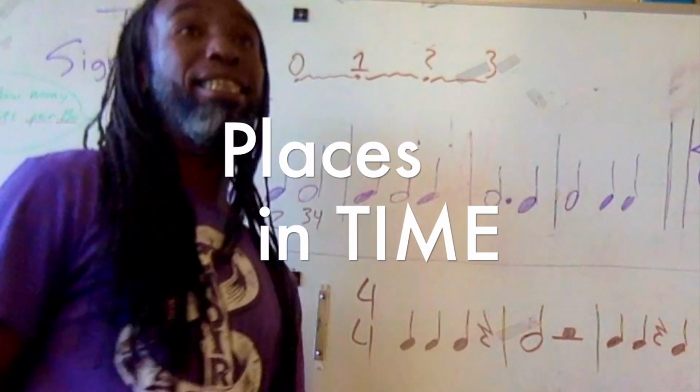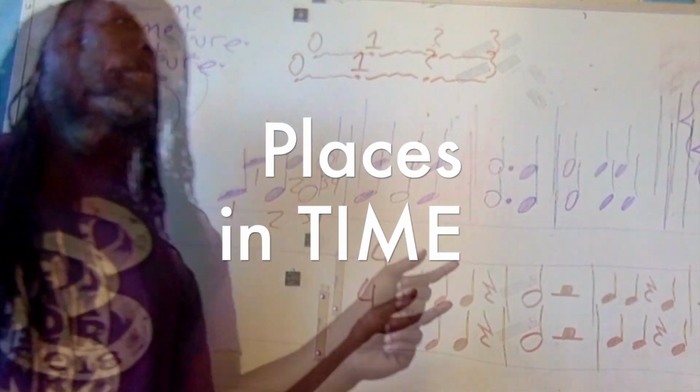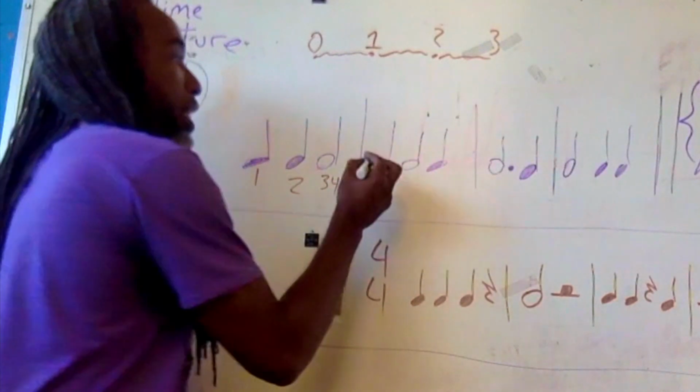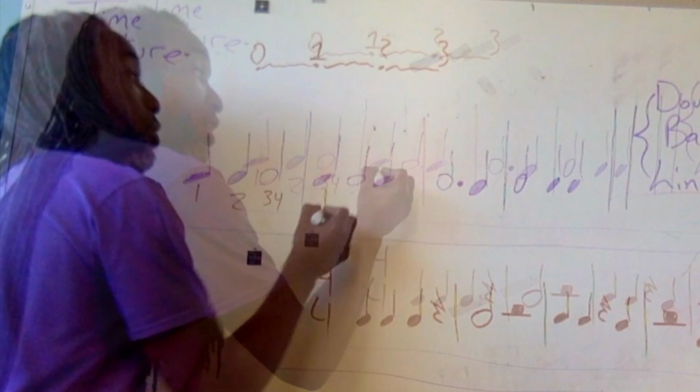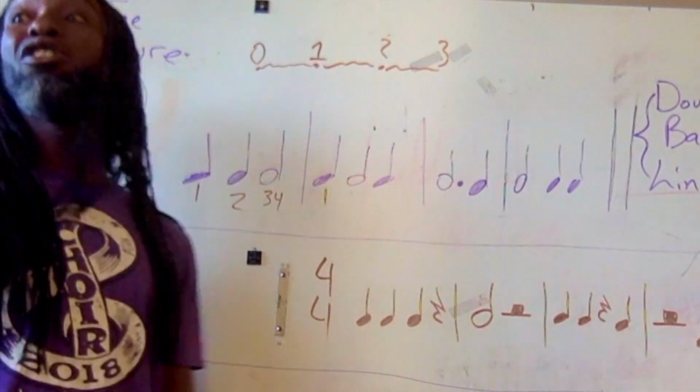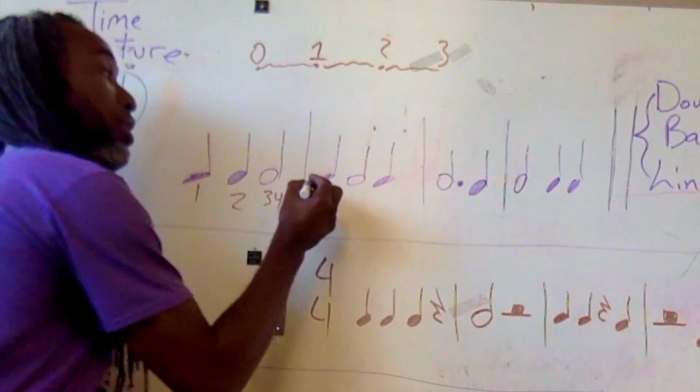1, 2, 3, 4. Places and time. These counts are places and time. So help me write the count on the next measure. What would I write right here? One. When you go past the bar line, you start over. All right? So I'm going to write one.